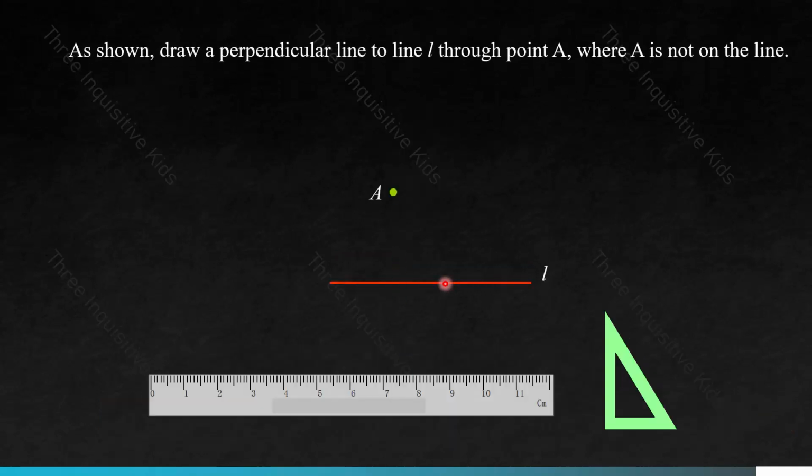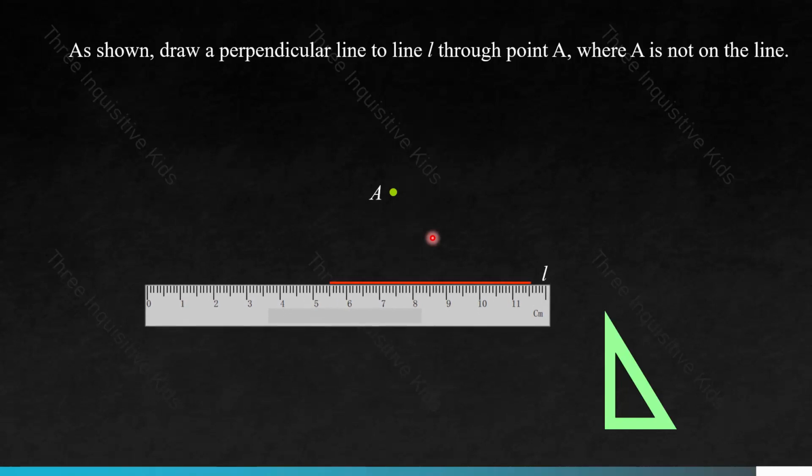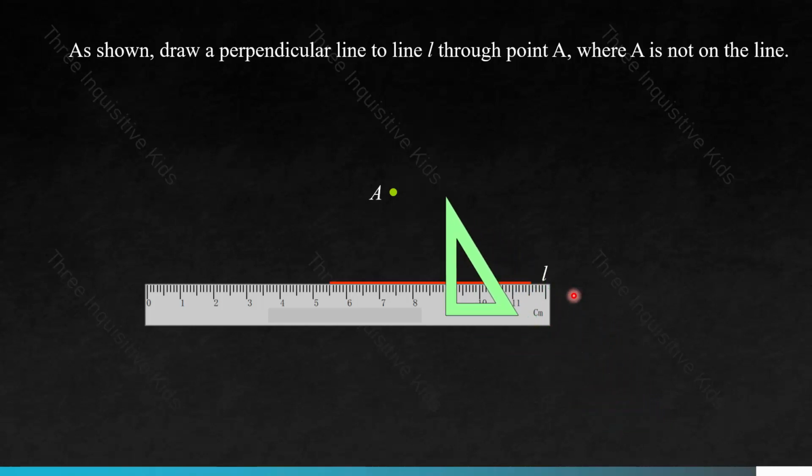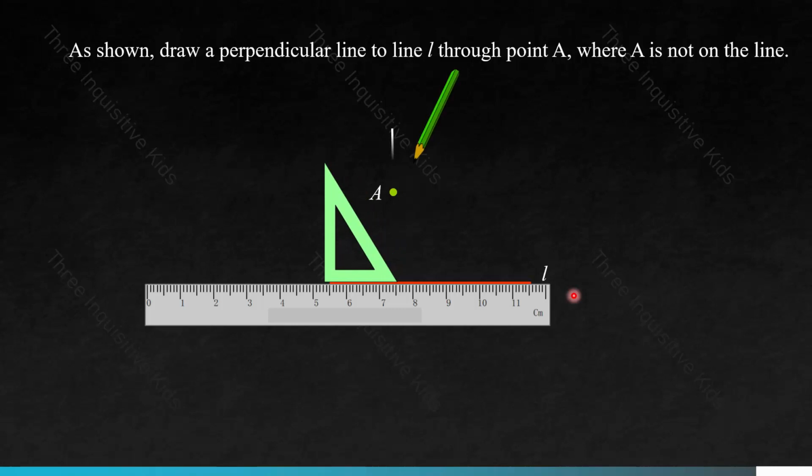Finally, we have our third experiment. As shown, draw a perpendicular line to line L through point A, where A is not on the line. So A could be anywhere, and we've chosen to draw it right here. What we do is make sure we align that with the line, put the triangular ruler on it, make sure it's next to A, and then we can draw a line through.